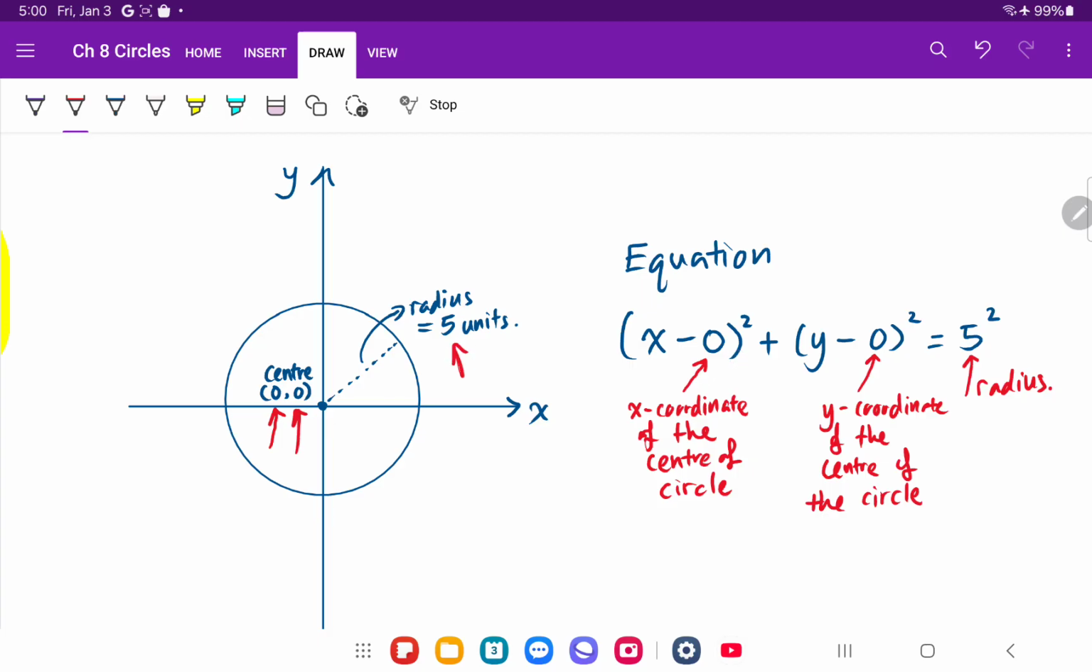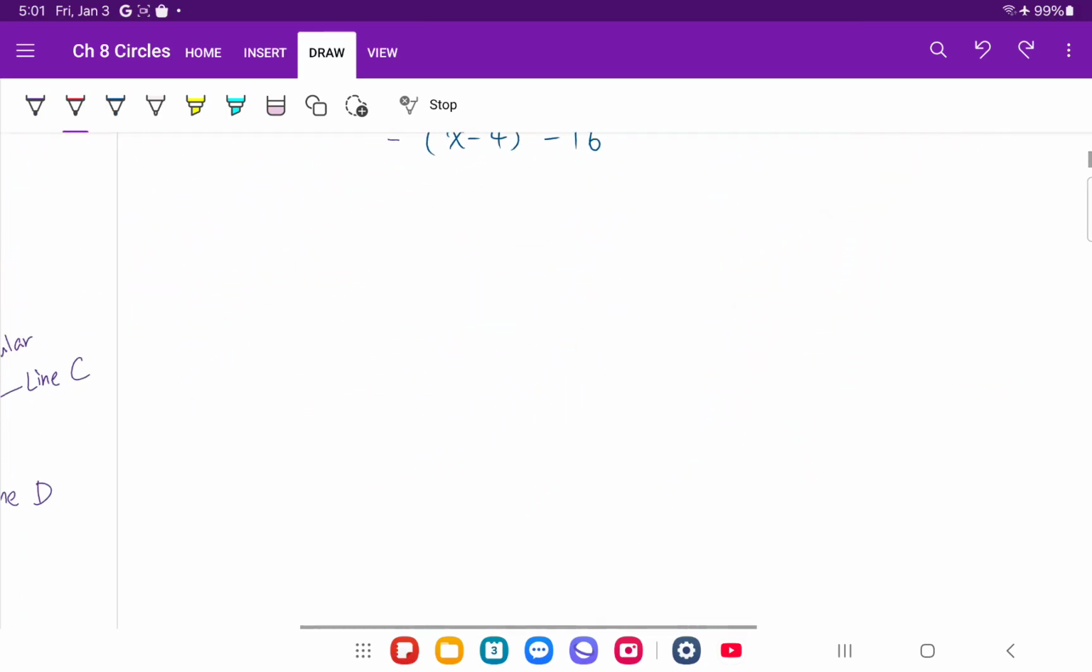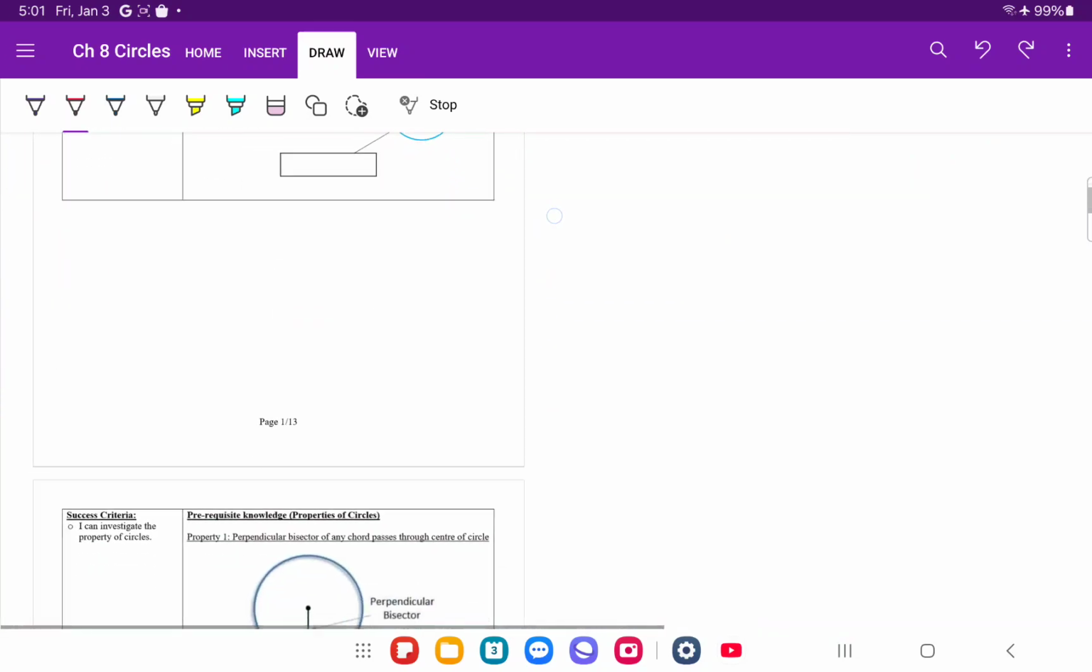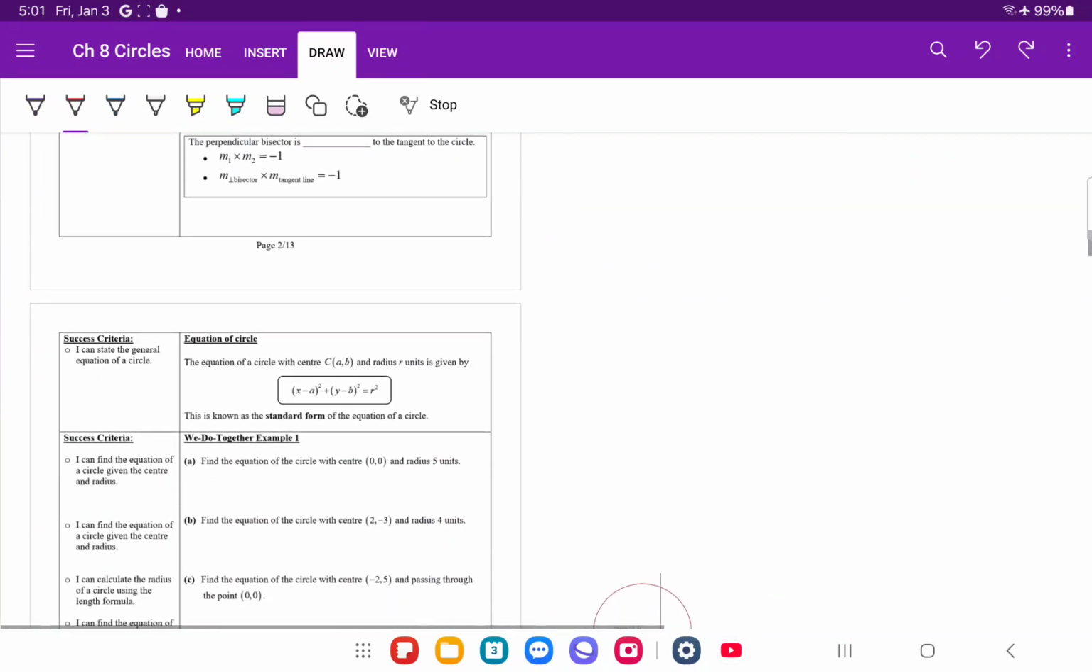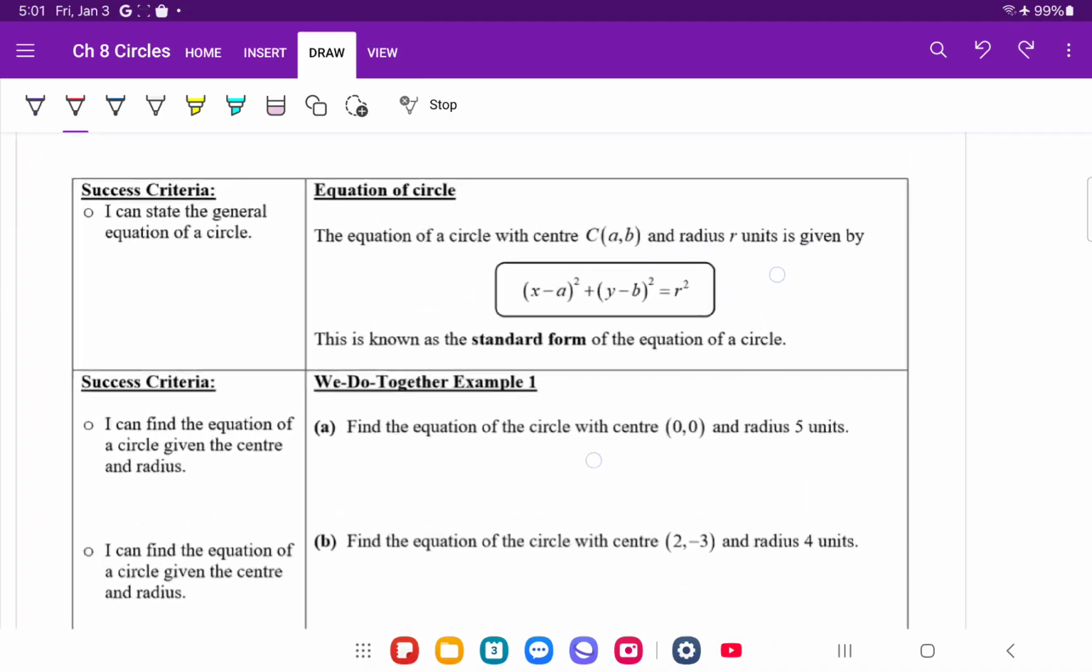But of course, not all questions will give you all this information. You are expected to find some of them, which we will see in a short while. Okay, so that is an idea of what the equation of a circle is. So if you understand this, we can now move on. Okay, let's skip some pages. Let's go to page 3 first.